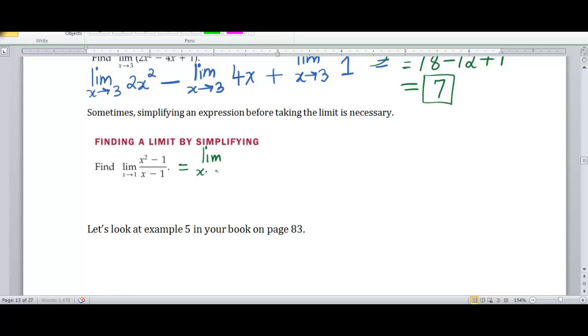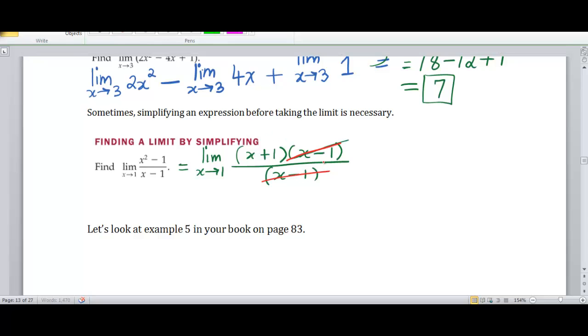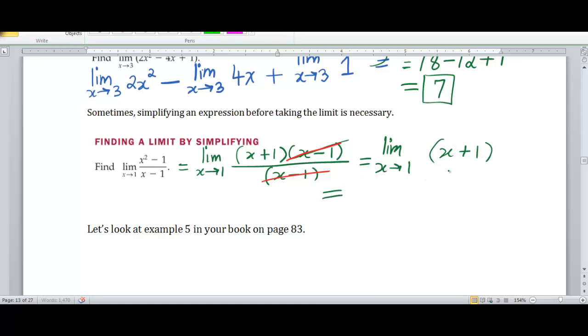I'm taking a limit, so let me write this as x squared minus 1, which, if you remember, is a difference of perfect squares. So it's x plus 1 times x minus 1 divided by x minus 1. Okay, and then your x minus 1s are gone. So you're left with just the limit as x approaches 1 of x plus 1. Now we can do direct substitution. Now I can plug 1 in, and when I plug that in, I get 2.